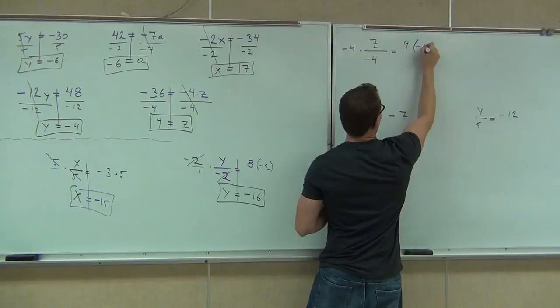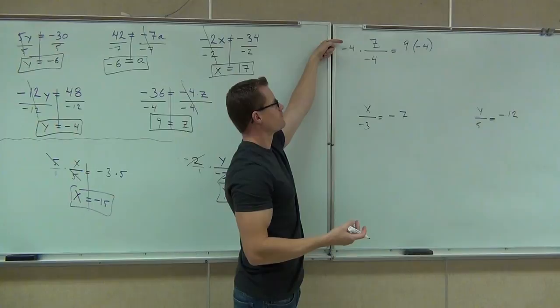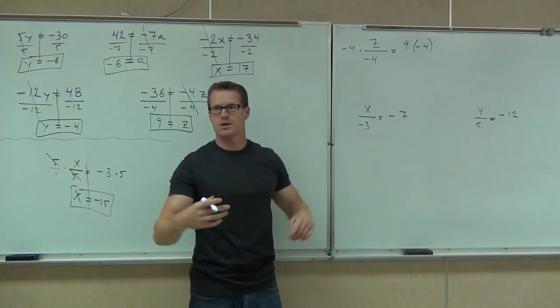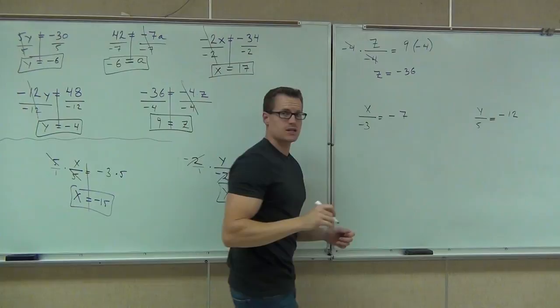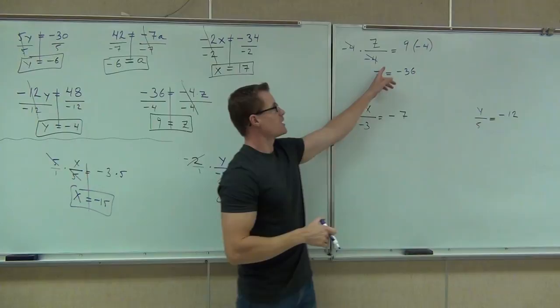Of course, we show that on both sides, and the reason why this works again is because positive 4 divided by negative 4 creates positive 1. Negative 4 divided by negative 4 creates a positive 1. That leaves us with our variable of z. On the right-hand side, I hope that you got negative 36. Did you get negative 36? Awesome. Why negative 36? Well, 9 times negative 4 is negative 36.